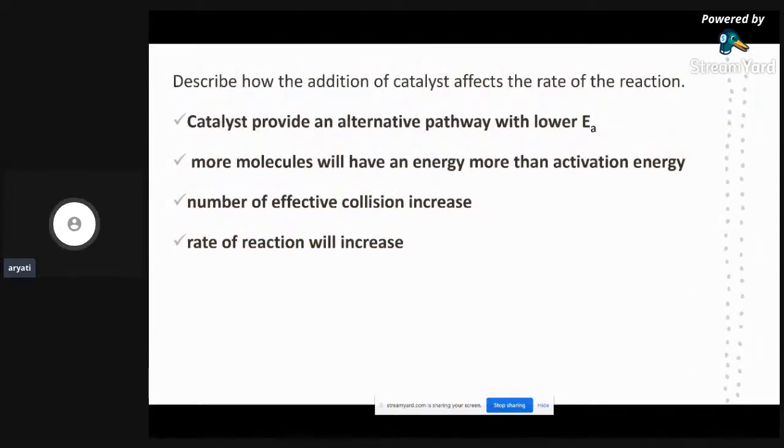Okay, next question is describe how the addition of catalyst will affect the rate of reaction. So dia suruh describe, means kamu kena explain. So first kamu kena mention catalyst will provide an alternative pathway with the lower activation energy. So apa effect dia? So more molecule will have an energy more than the activation energy.